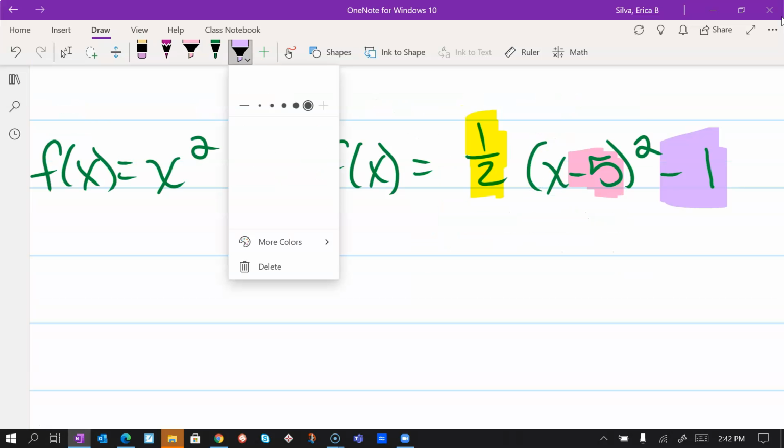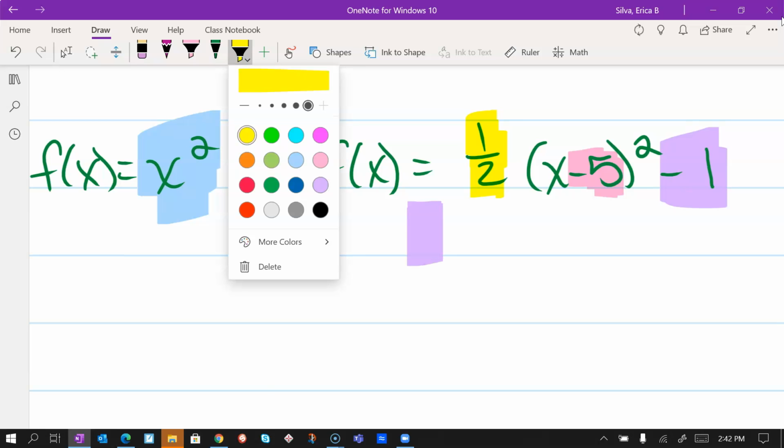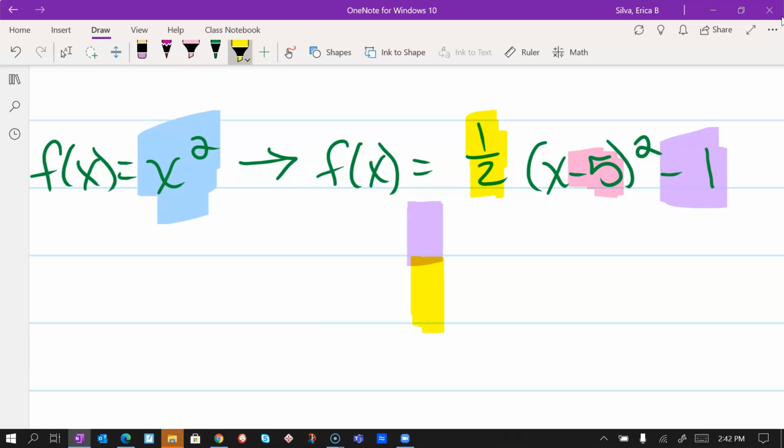The parent function. And this is my parent function. So how different is my new equation from the old parent function? All right, so let's put our bullets. We have a blue one, I'm sorry, a purple one, a yellow one, and a pink one. So we've got 3 transformations.